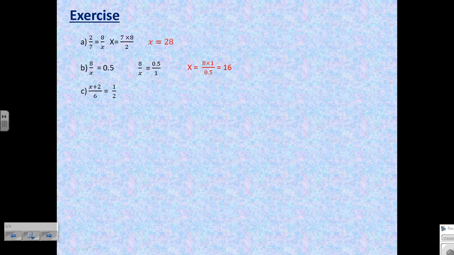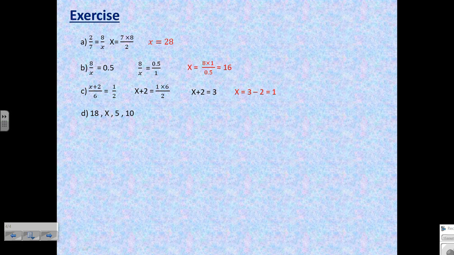Number C, x plus 2 over 6 equals 1 over 2. Find x. Okay, don't panic, it's so easy. We will do the same. So we will take x plus 2 equals 1 times 6 divided by 2. So x plus 2 equals 3. How are we going to find x? Yes, excellent. We will put plus 2 after the equal sign and we change the plus into minus. So x equals 3 minus 2 equals 1. So x equals 1.